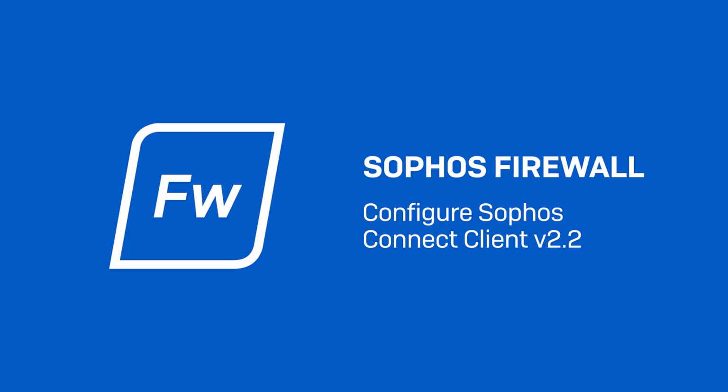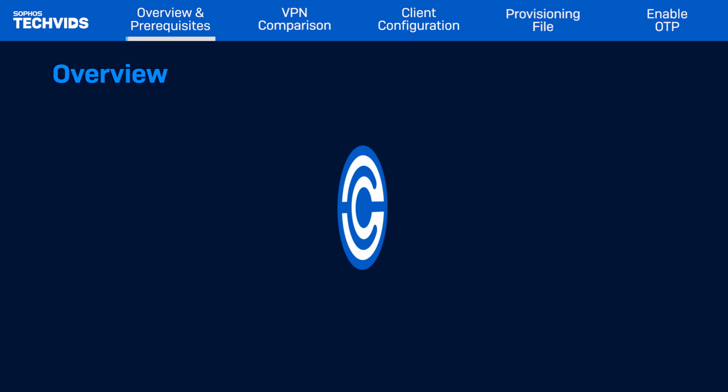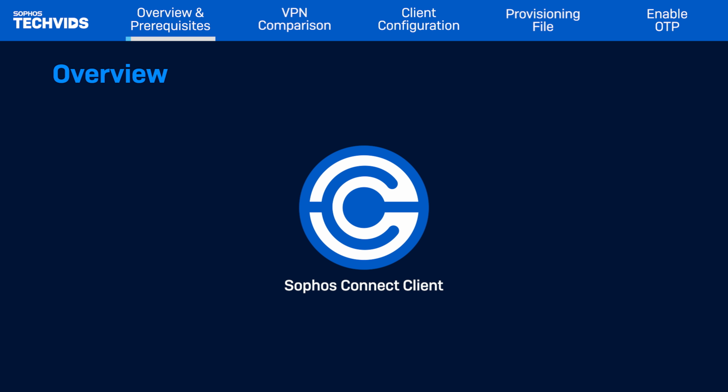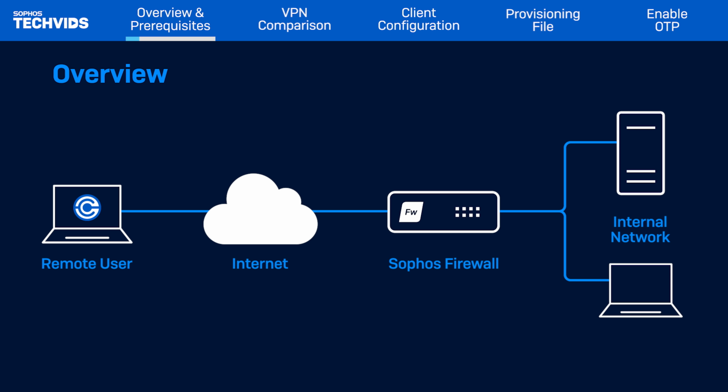Hi everyone, today I'll be showing you how to configure Sophos Connect Client version 2.2. Sophos Connect is a secure VPN client that you can install on Windows and Mac computers. It allows you to connect off-site employees to internal resources on your network from a remote location. It can also connect to the Sophos Firewall using SSL or IPsec connections.